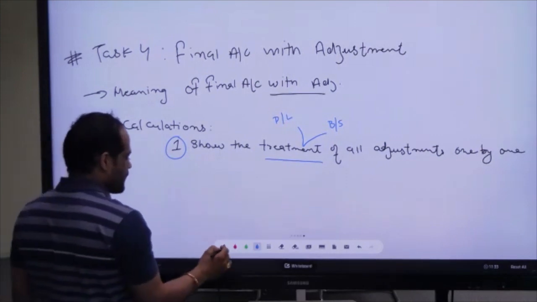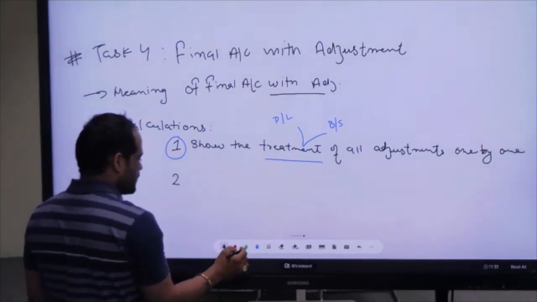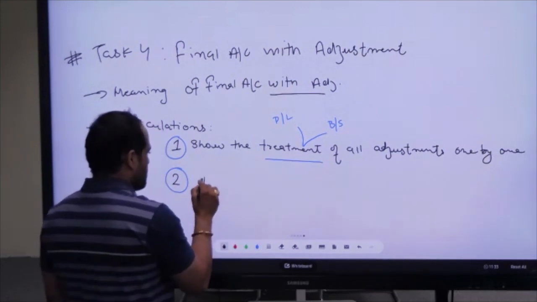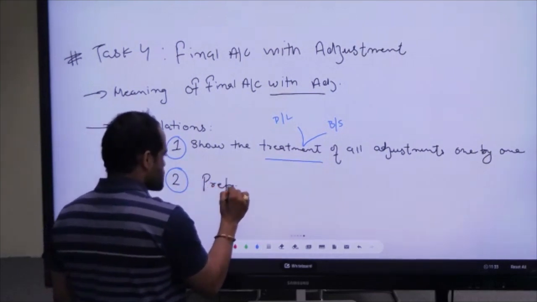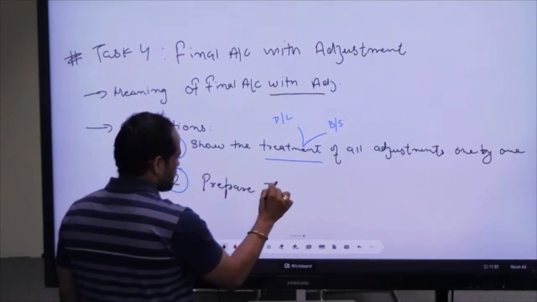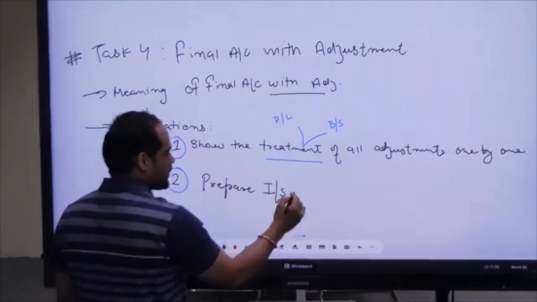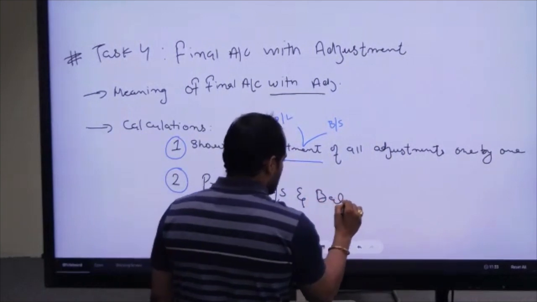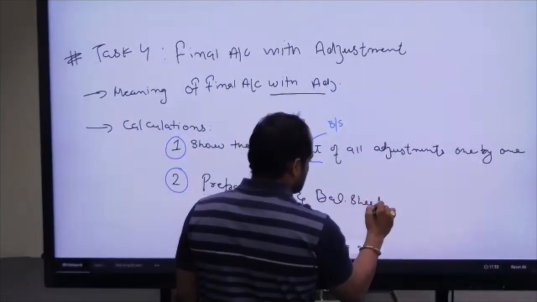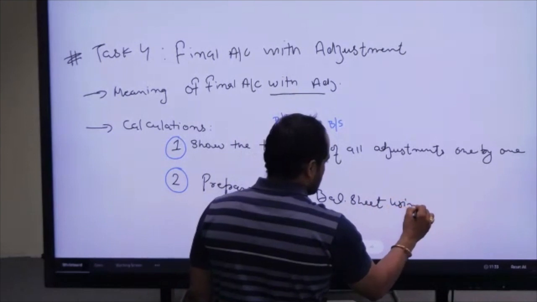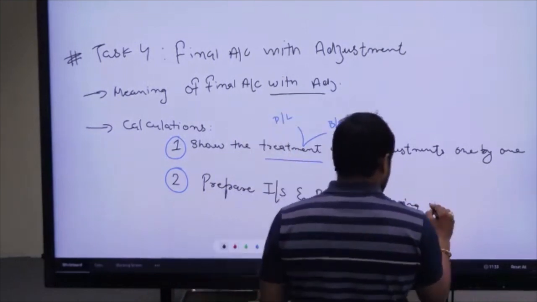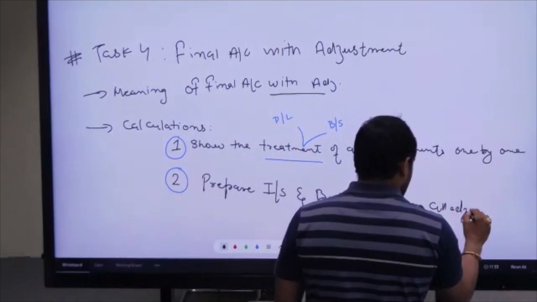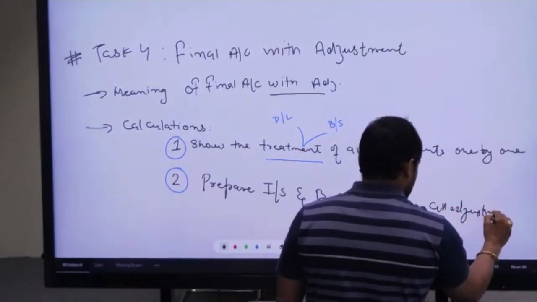And after that, you will prepare the income statement or profit and loss account and balance sheet using all adjustments.